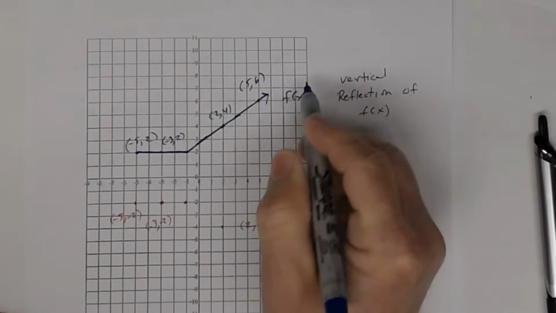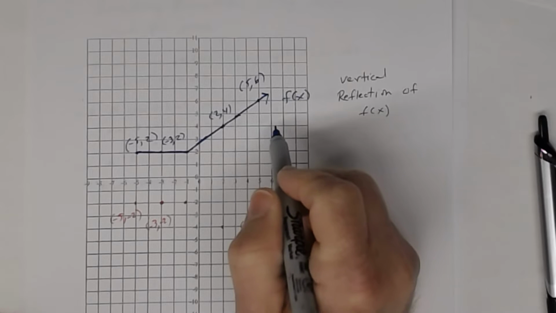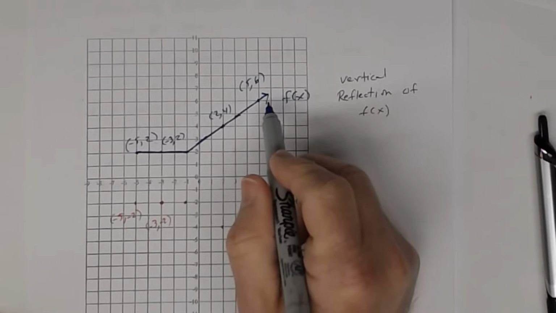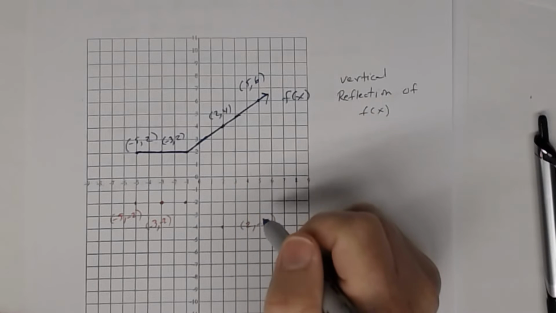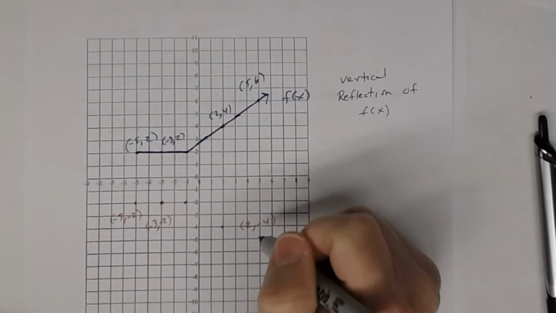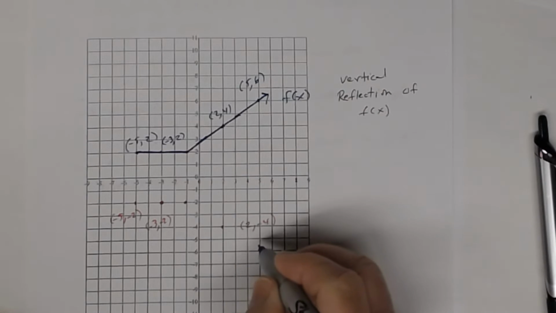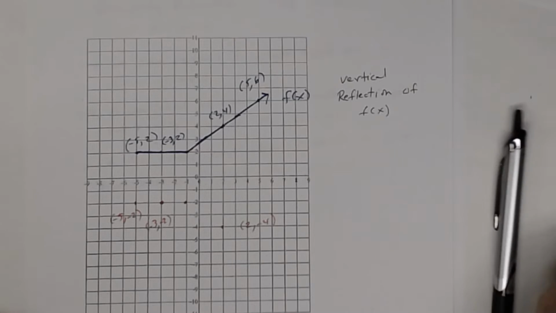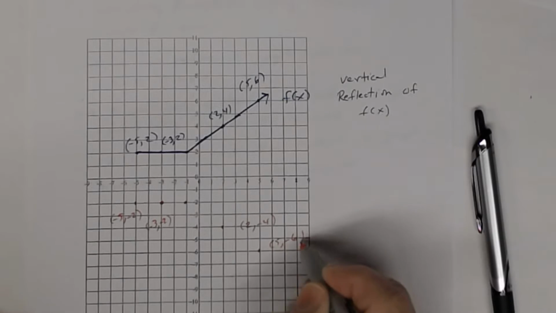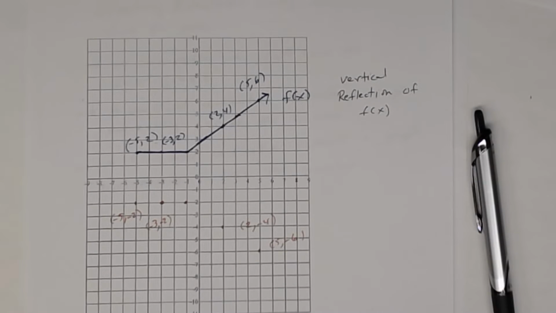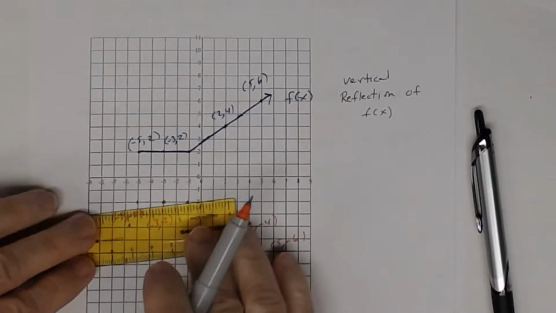So if (5, 6) is on f(x), then when I do a vertical reflection, (5, 6) becomes what point? (5, -6), right? (5, -6), and let me use the orange color. So (5, -6) is here. And then all you do now is just draw your graph.